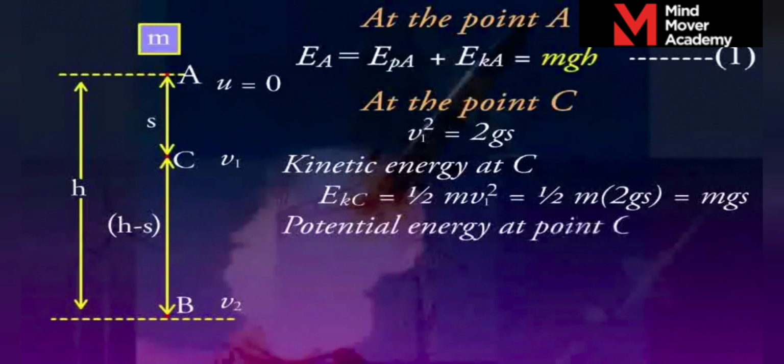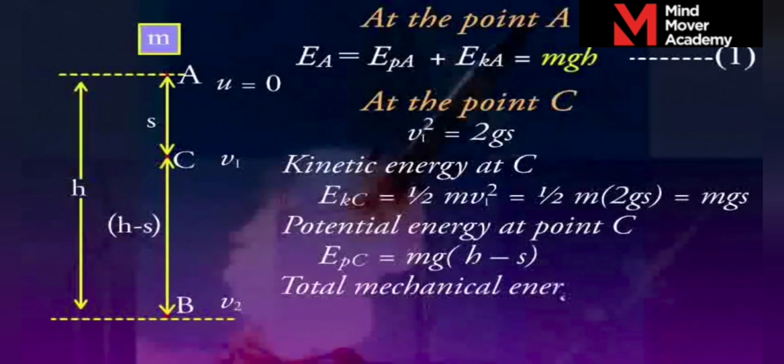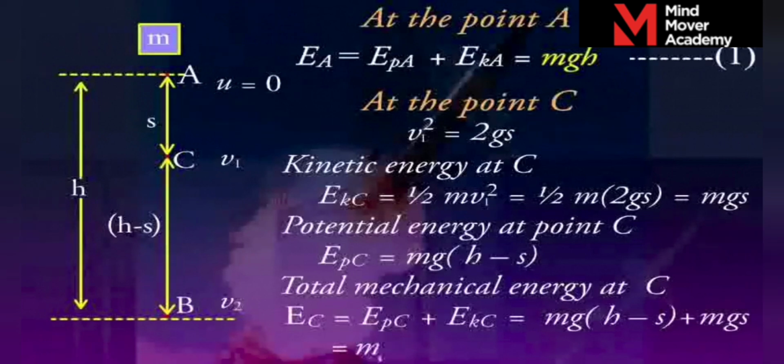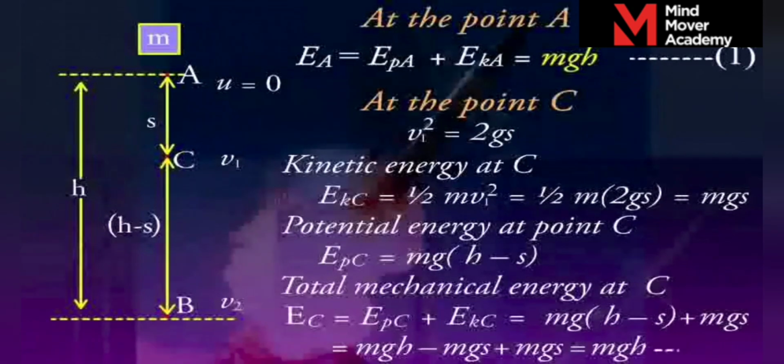Potential energy at point C, EPC, is equal to mg into h minus s. Total mechanical energy at C, EC, is equal to EPC plus EKC, which is equal to mg into h minus s plus mgs, which is equal to mgh minus mgs plus mgs, which is equal to mgh. This is equation 2.